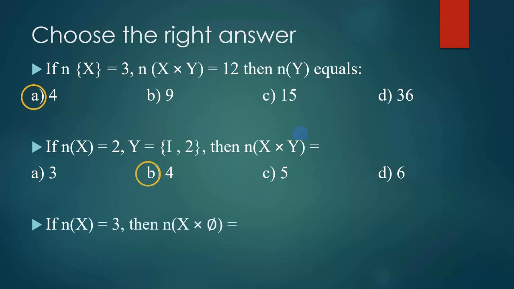If n of x equals 3, then n of x cross 5 equals 5, 3, 0, none of these. Remember, n of x cross 5 means the number of elements of the Cartesian product x cross 5, which will be 0. Don't be fooled and choose 5. He is asking here about the number of elements of the Cartesian product, not the Cartesian product itself. The Cartesian product will give 5, but the number of elements will be 0.